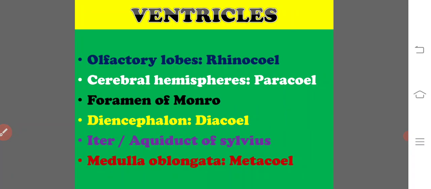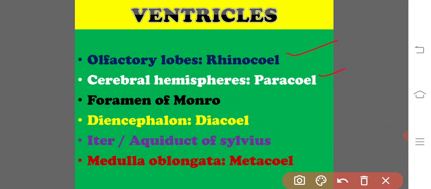Now the ventricles which are present in the calotes. Internally the brain bears cavities which are continuous to one another and to the spinal cord. The cavity is filled with the cerebrospinal fluid. The cavities in the olfactory lobes are called the rhinocele, and the cavities of the cerebral hemispheres are called the paracele or lateral ventricles or first and second ventricles.